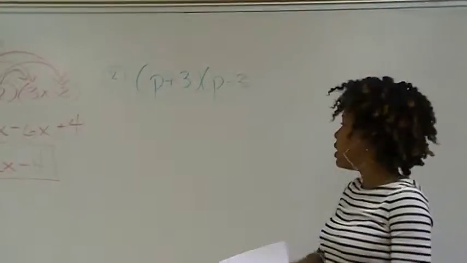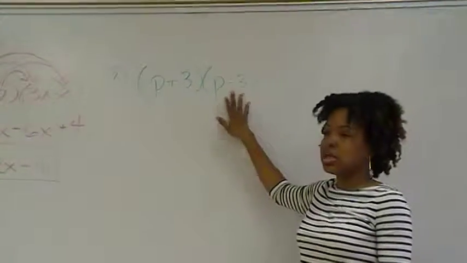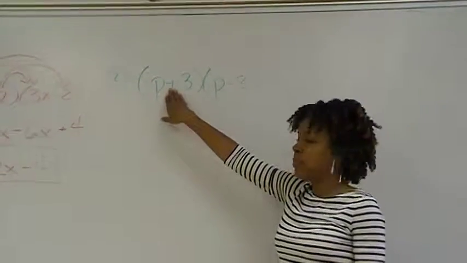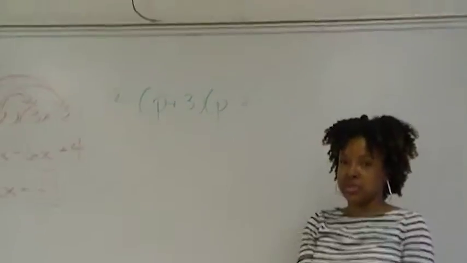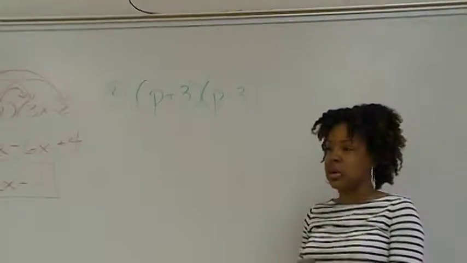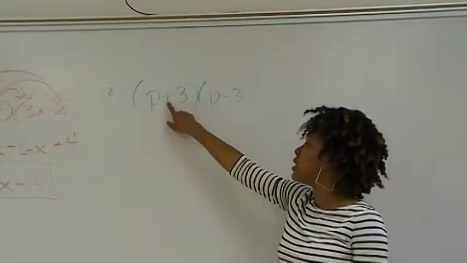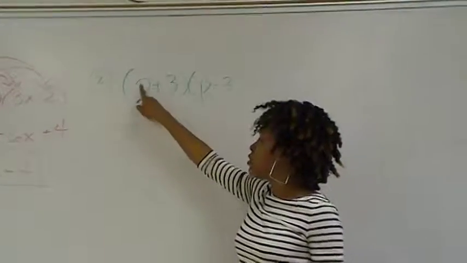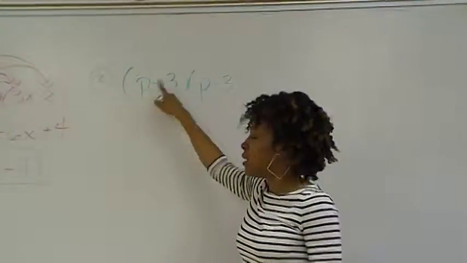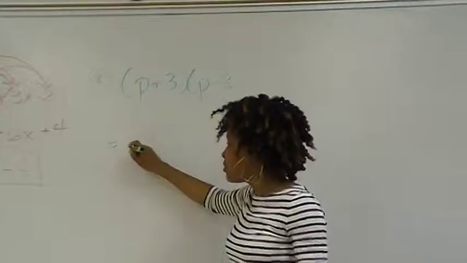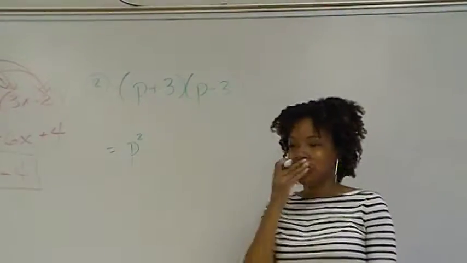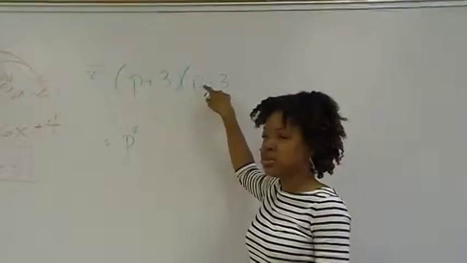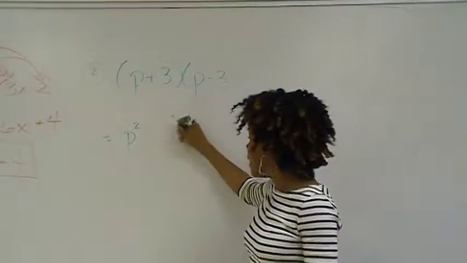Whenever you have 2 binomials that almost look exactly the same, and the only difference is that you have plus here and minus here, that could be the only difference. If there's something else different, this shortcut does not work. It only works when this is plus and this is minus and everything else is the same. The shortcut is you square the first term because the first term is the same. So what's p squared? p squared, right? You square the second term because notice they're the same. What's 3 squared? 9.